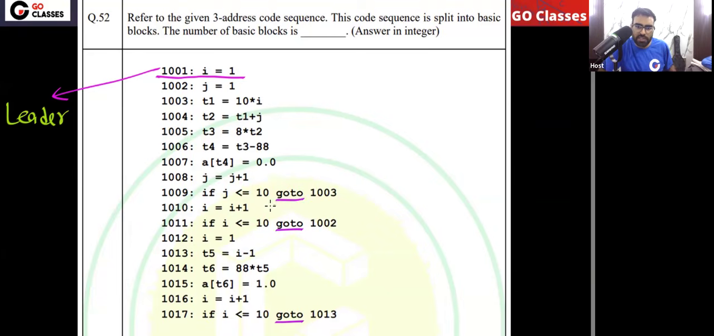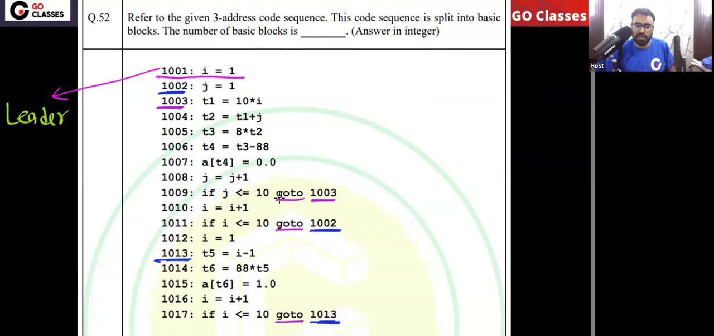So you find the target. The target will be a leader. So you can see this 1003, this is a leader. Next you can notice this 1002, this is also a leader. Next you can see this 1013, this is also a leader. So remember, these are the leaders. Is there any other leader? Yes, there is another leader also.